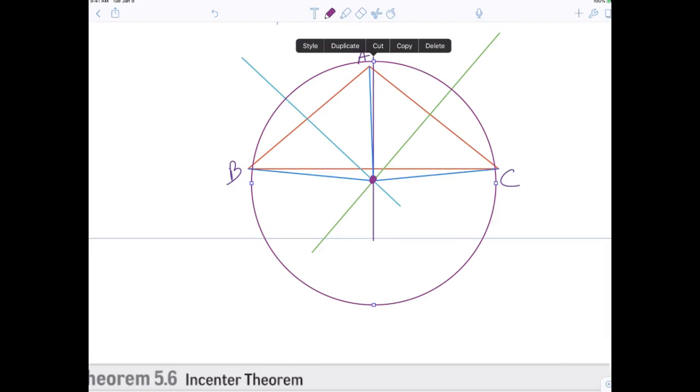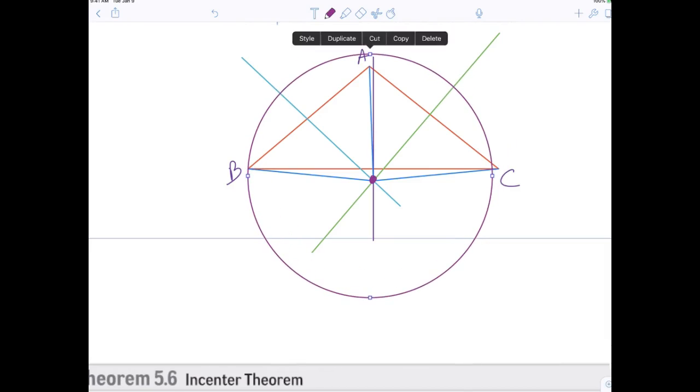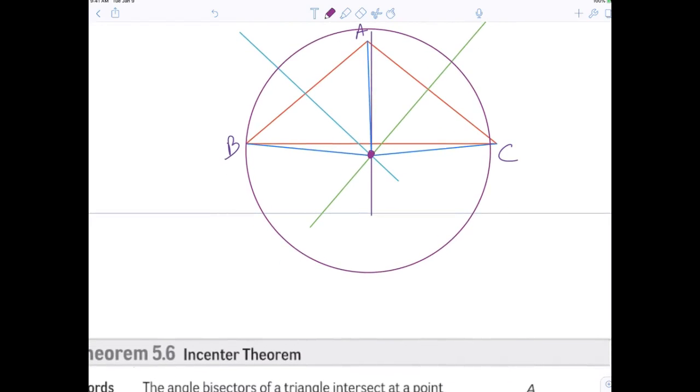All right. So again, the 3 perpendicular bisectors form the circumcenter, because the circle will be circumscribed around that triangle. Is everybody with me on that? All right. So here we go.